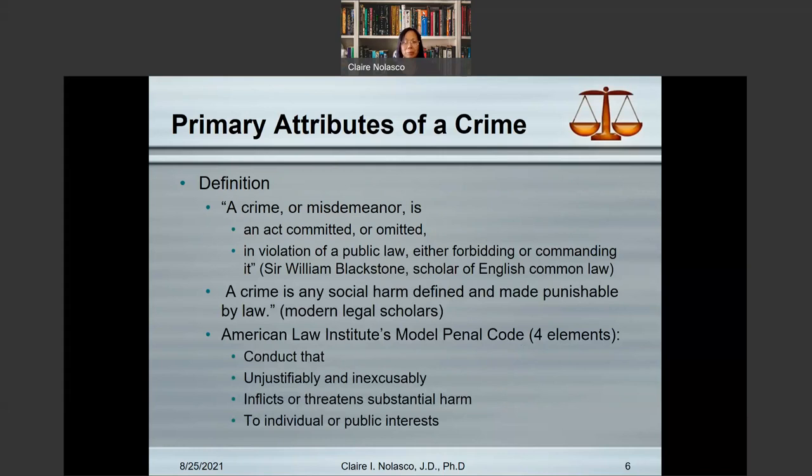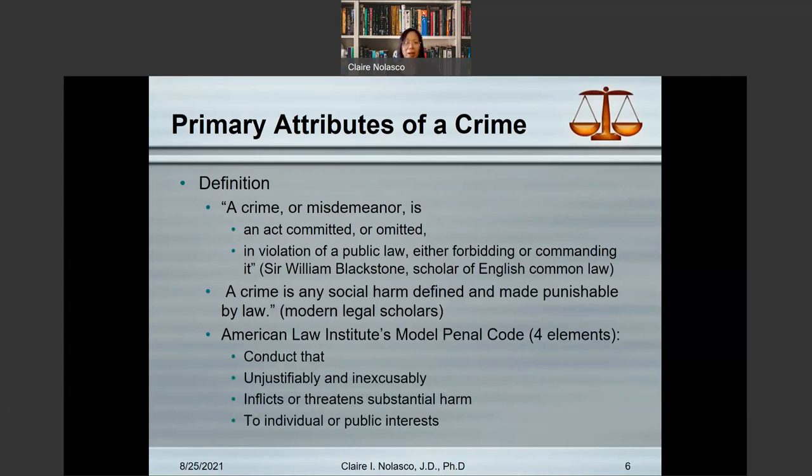Now, let's look at the primary attributes of crime. What is crime? Crime or misdemeanor is an act committed or omitted in violation of a public law, either forbidding or commanding it. So this is the definition of Sir William Blackstone, who is a scholar of English common law.